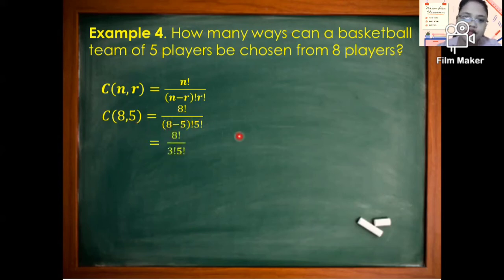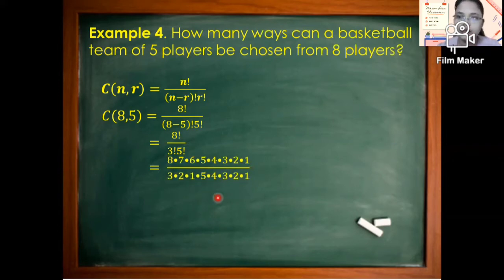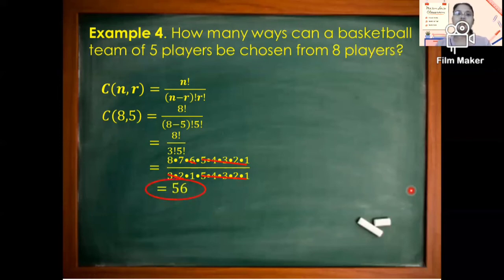Simplify. So you will have now 8 factorial over 8 minus 5 is 3 factorial, 5 factorial. Expand. So, expand natin siya. Then, cancel the common to the numerator and to the denominator. Cancel lang natin, 5 to 1 and 5 to 1. Pwede rin yung 3 and 2. 3 times 2 is 6. So, pwede mo na ma-cancel ngayon yung 6. Since 1 naman ay nasa denominator, wala tayong ibang pwede ma-cancel out. Just simply multiply 8 times 7 is 56. And that will be the number of ways can a basketball team of 5 be chosen from 8 players. Okay po.